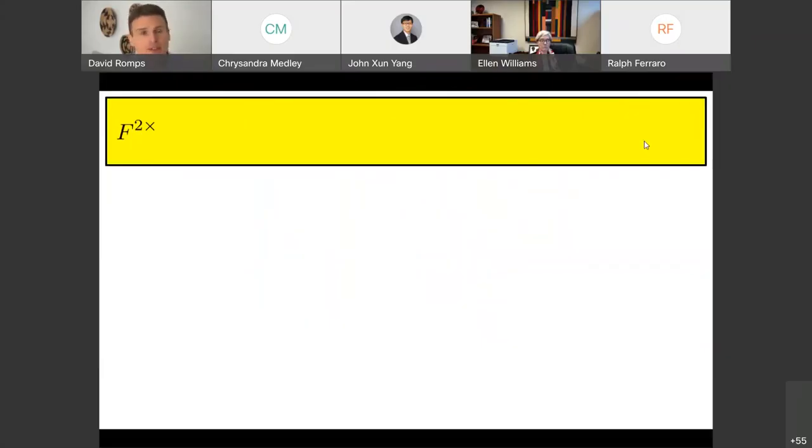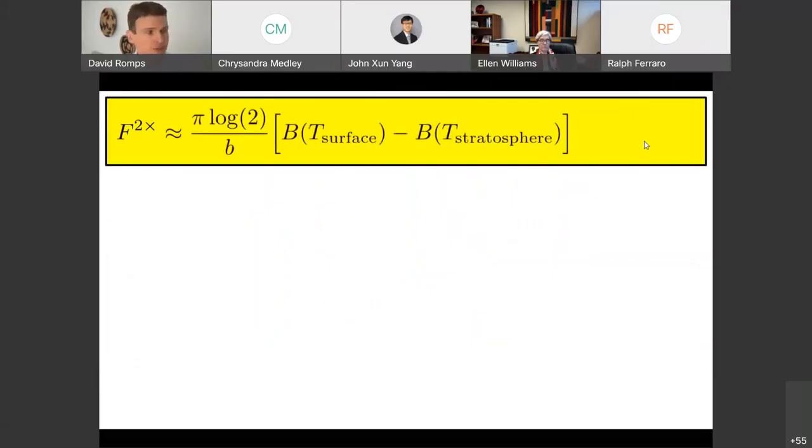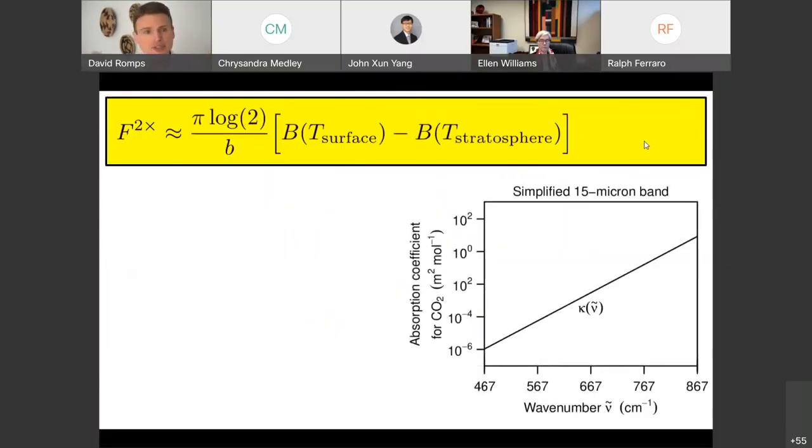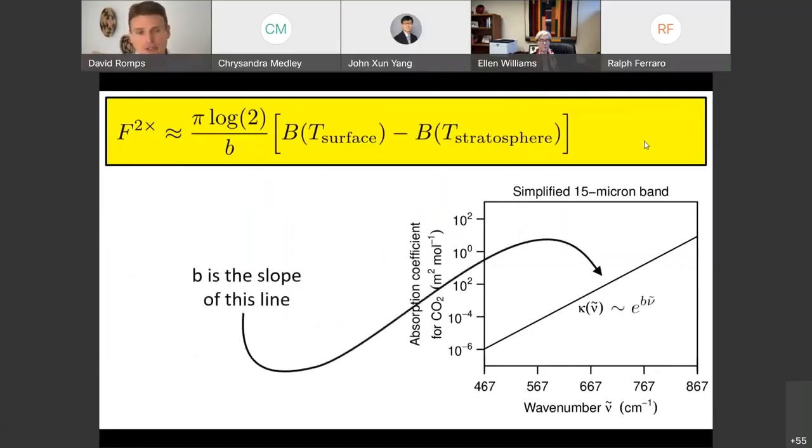If we actually go through the math of it, we find that the forcing from a doubling of carbon dioxide is this expression here. We get pi times log of 2 divided by b times the difference in Planck distributions at the surface temperature and the stratospheric temperature. This b is simply the slope of this line. It's just one piece of physics we need from CO2. We need to know the slope of this kappa line. So kappa goes like e to the b wave number. Just need to know that b, and we can plop it into this formula for the forcing from a doubling. And if you put in numbers, you find that you get about 4 watts per square meter per doubling of CO2.